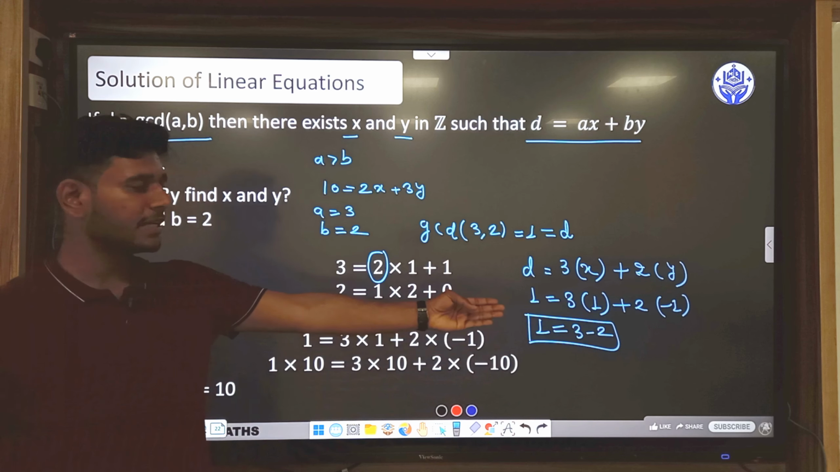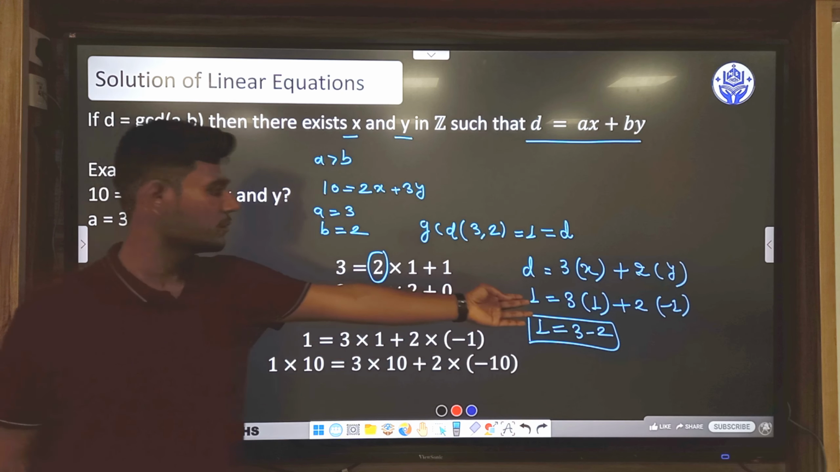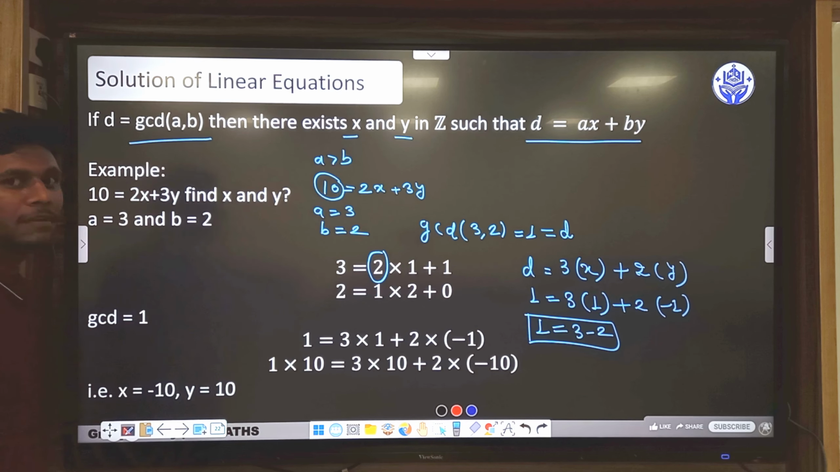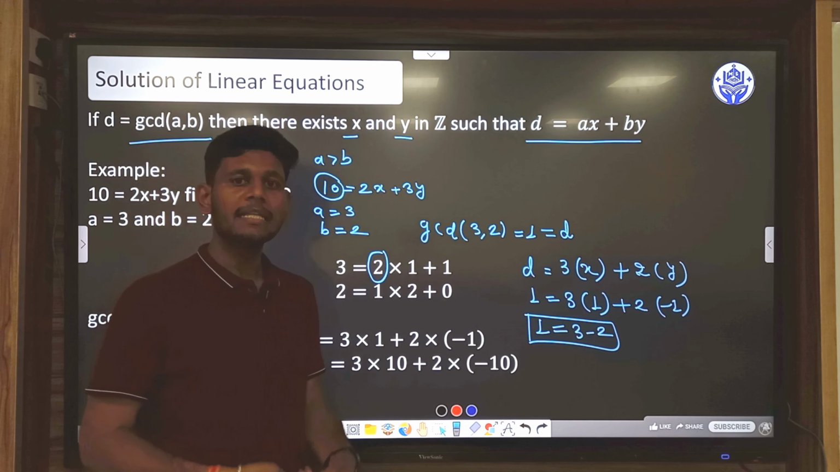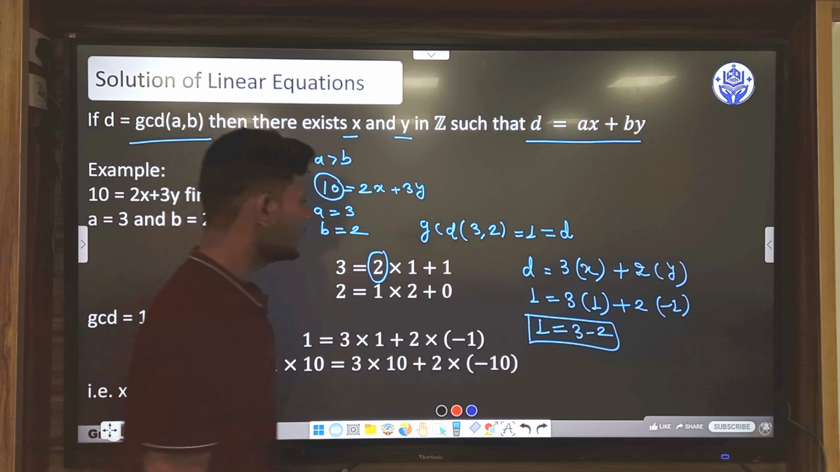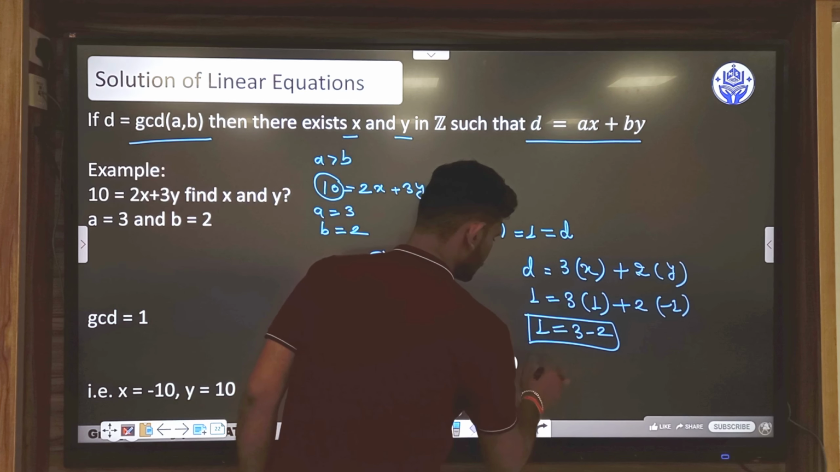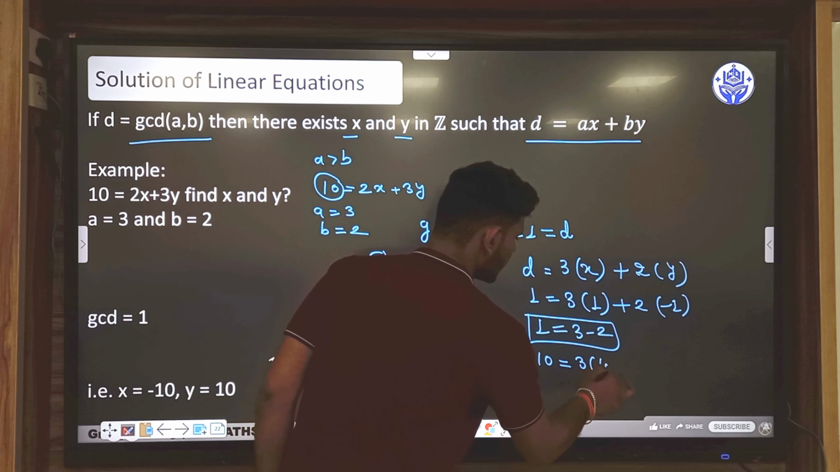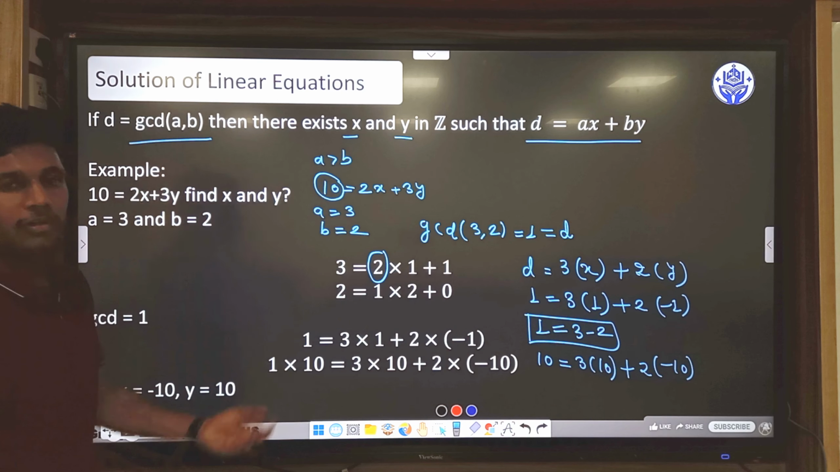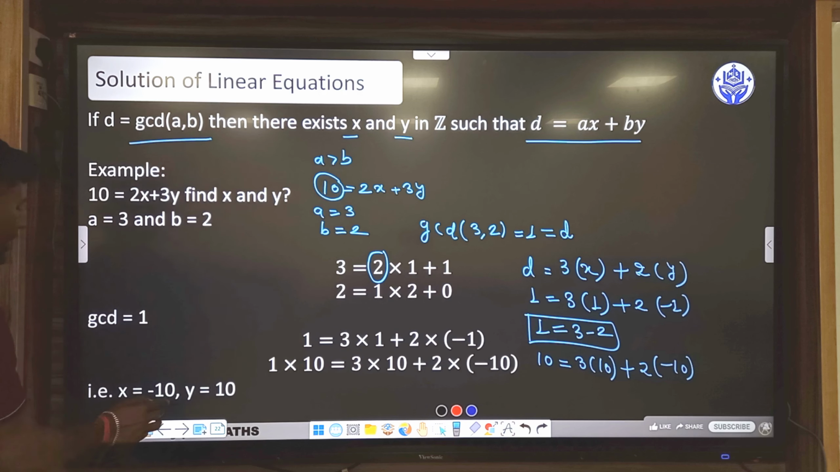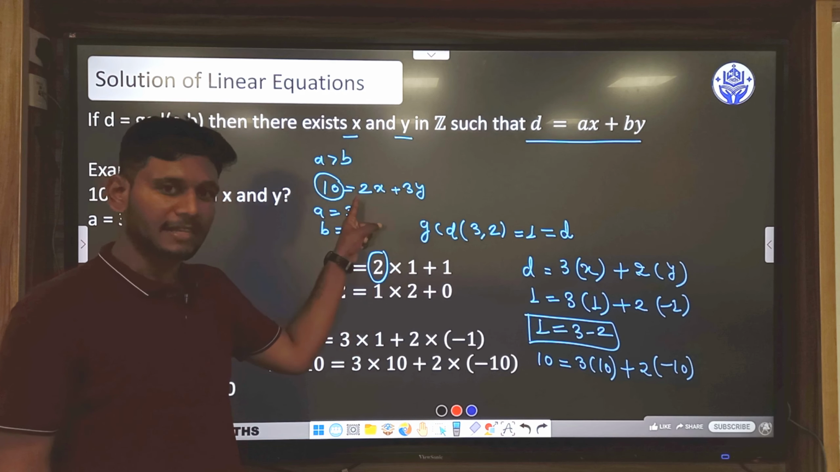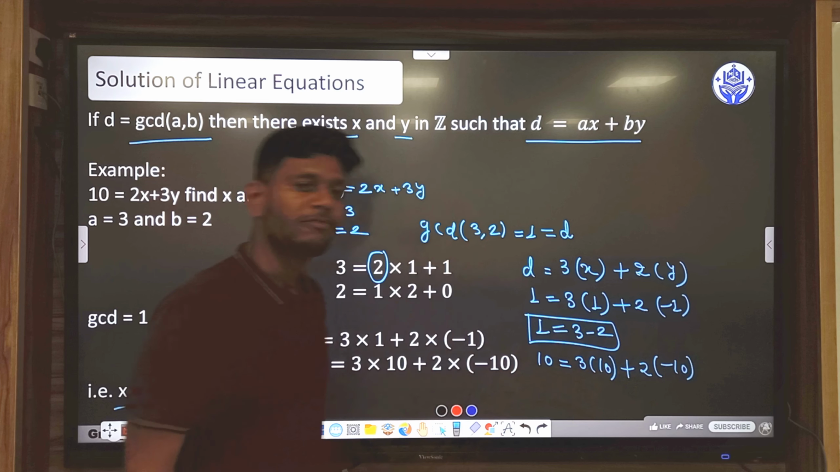So I can easily find that my x is equal to 1 and y is equal to minus 1. But here, see, it is 10. It is not equivalent to this. So I want to make this particular value so that I can compare. Now I can't compare, but if I multiply this with 10, then 10 is equal to 3 into 10 plus 2 into minus 10. Now can I say what are the values of x and y? Yes, I can easily say x is equal to minus 10, because the coefficient of x is 2, so x is equal to minus 10 and y is equal to 10.